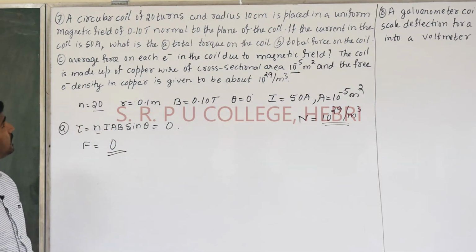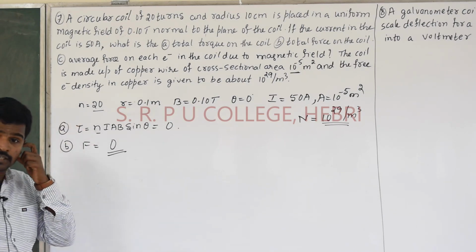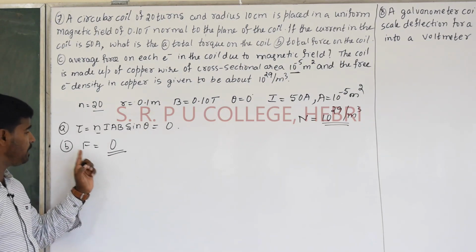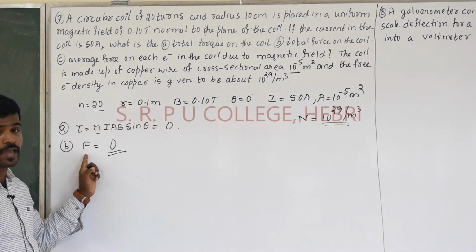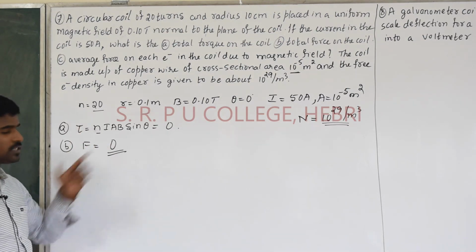See the question number C, average force. Question number A has answer 0, question number B also 0. Why did question number A become 0? Because sin 0 will be 0. Why did question number B become 0? Because torque and force are directly proportional. Therefore, if the torque is 0 means there is no force. Therefore, the force is also equal to 0.